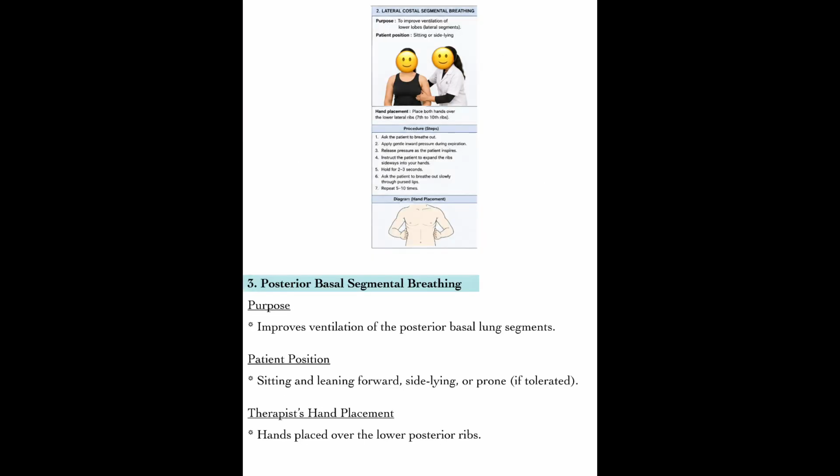Here is the diagram. The therapist is standing beside the patient, both the hands laterally on the chest wall. Ask patient to inhale, then exhale slowly and give downward and inward pressure with both the hands.